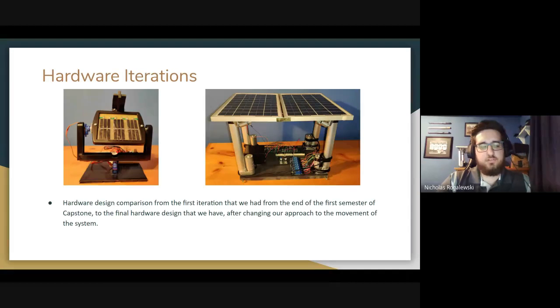So for the hardware iterations, on the left you see the picture. That's a small scale model of what we completed by the end of last semester. But we found that this design wasn't very sturdy, and it would not be wise to create this on a larger scale. So we chose a different design, which was the 4 linear actuators on the corners of the solar panel, as you see in the picture to the right. That is the design that we've been working on this semester and the final design for the project.